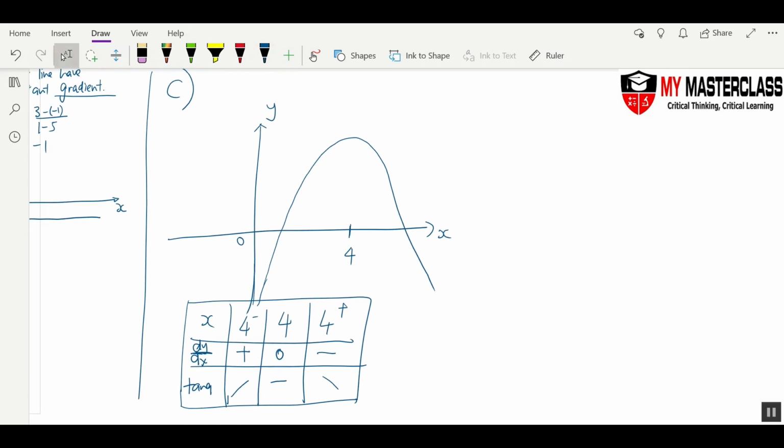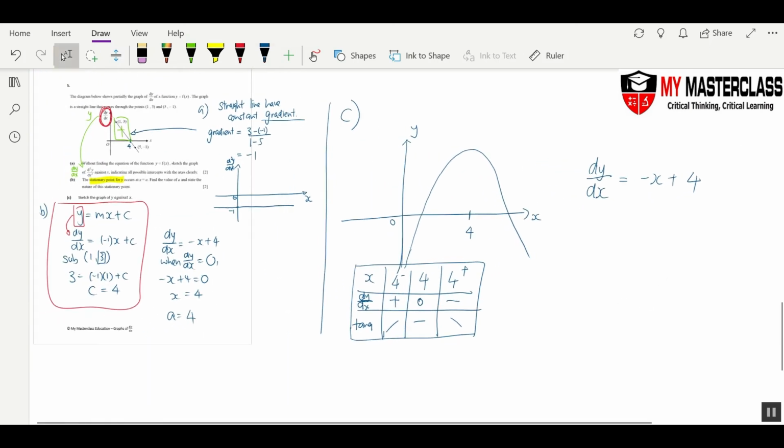Okay, if the question asks you to find the equation, which means I have dy dx equals to negative x plus 4. Okay, so we have here our dy dx equation, negative x plus 4, which is here.